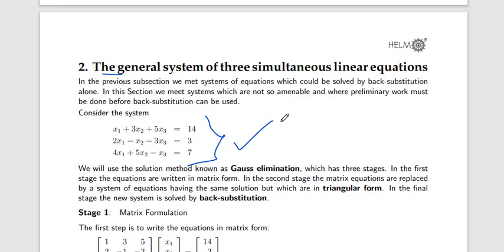So we solve these linear equations with matrices using a method known as Gauss elimination, which has three stages. In the first stage, the equations are written in matrix form. First of all, we convert these equations into matrix form. In the second stage, the matrix equation is replaced by a system of equations having the same solution but in triangle form.